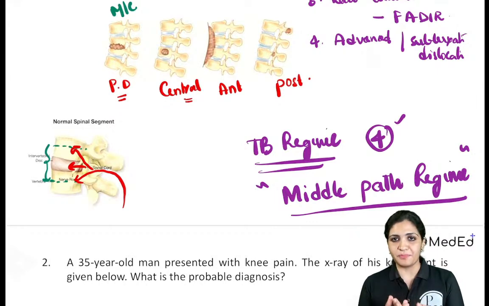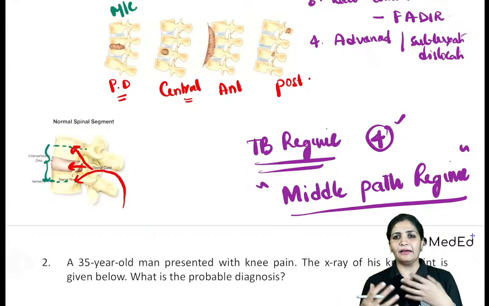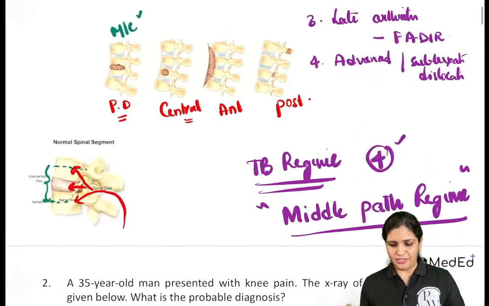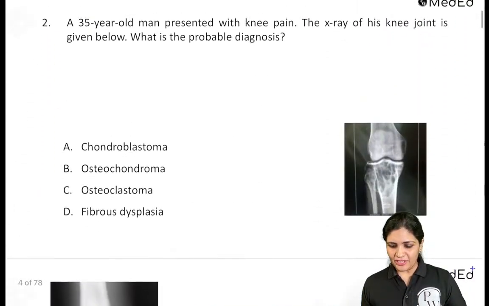where you give support to the spine with the help of a splint, right? So this is briefly about your tuberculosis, right? Now moving on to the next one.